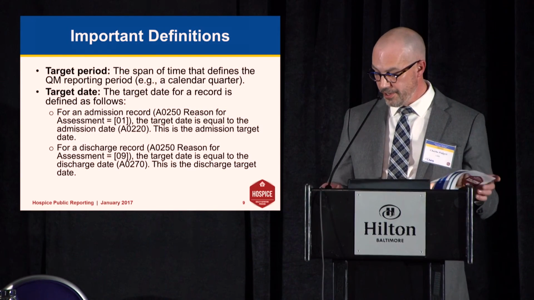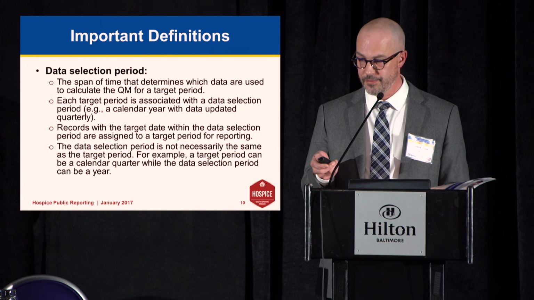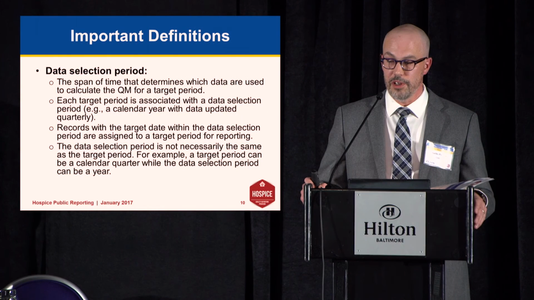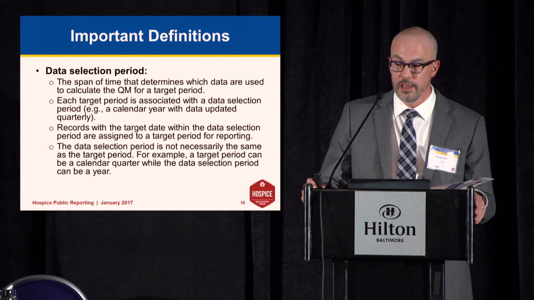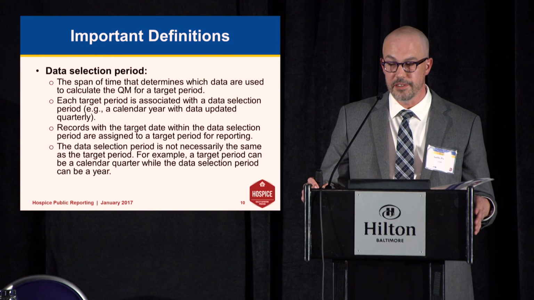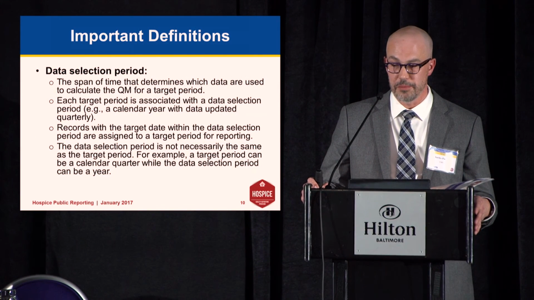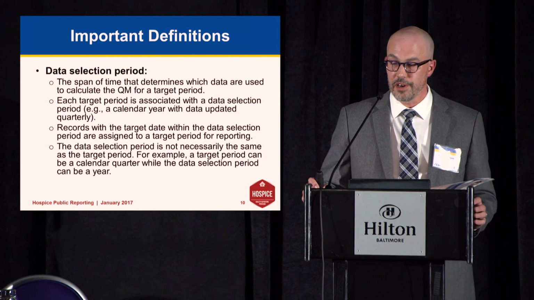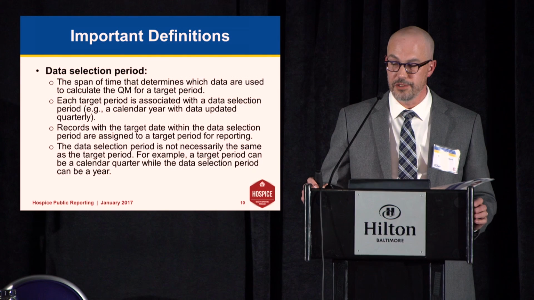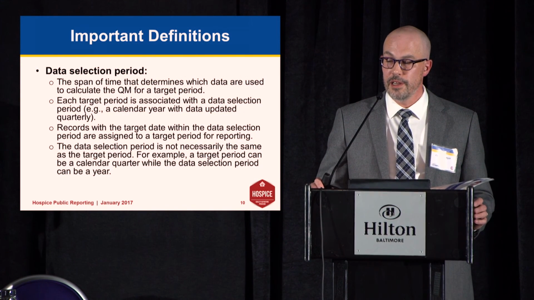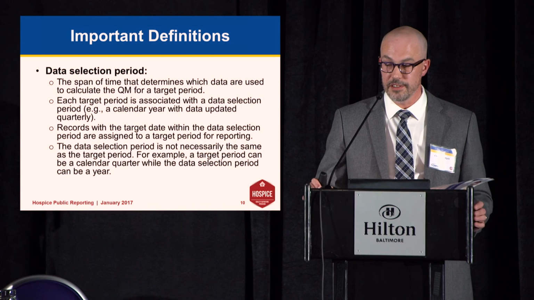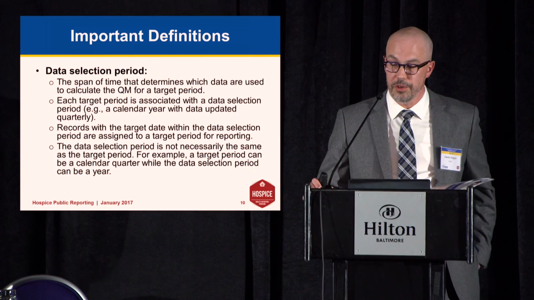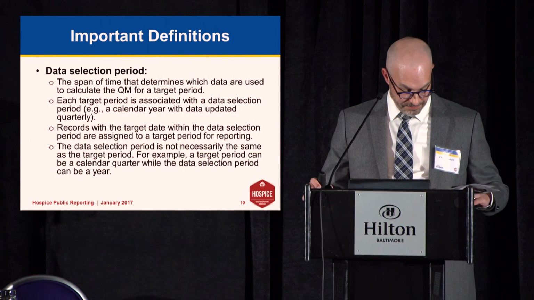The data selection period, which is the span of time that determines which data are used to calculate the quality measure for a target period. Each target period is associated with a data selection period, for example, a calendar year with the data updated quarterly. Records with the target date within the data selection period are assigned to a target period for reporting. And lastly, the data selection period is not necessarily the same as the target period. For example, a target period can be a calendar year quarter, while the data selection period can be a year.